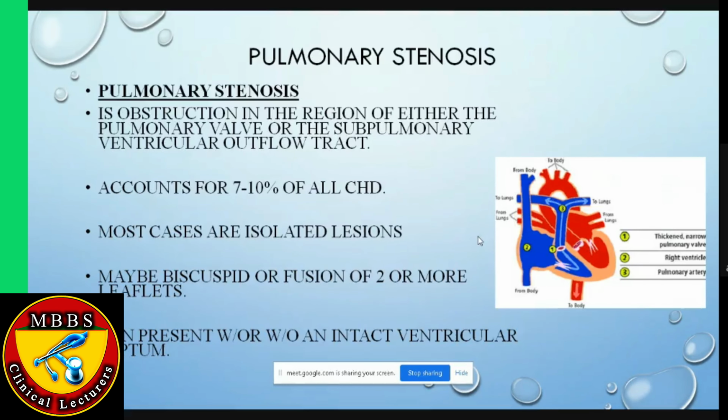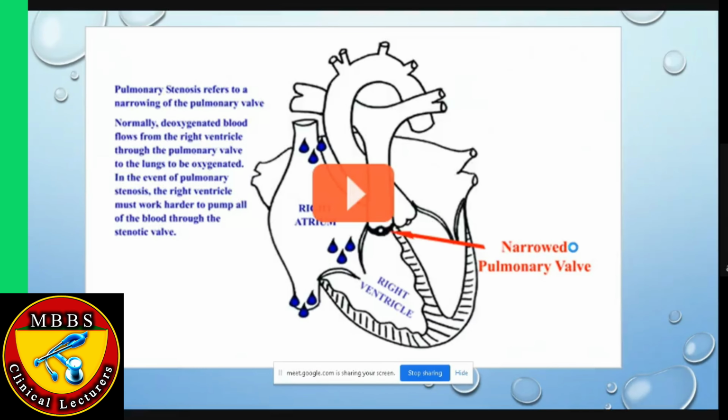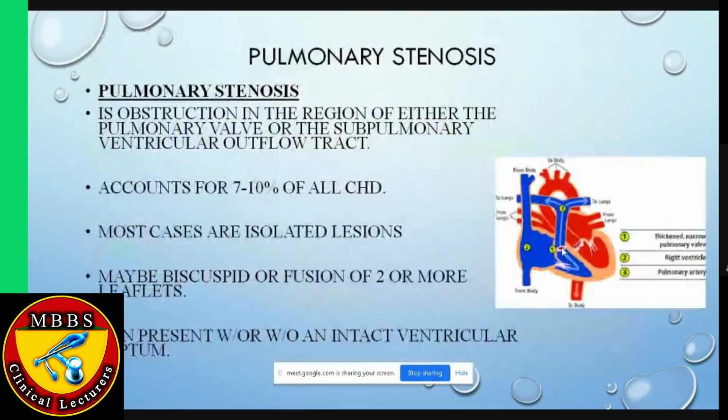Coming to the first one, the pulmonary stenosis. When we are talking about pulmonary stenosis, this is an obstruction in the region of either the pulmonary valve or the subpulmonary ventricular outflow tract. If you see over here, the lesion is either at the pulmonary valve, or even at the subventricular outflow tract, which also leads to pulmonary stenosis. The incidence of pulmonary stenosis is about 7 to 10% of congenital heart cases.